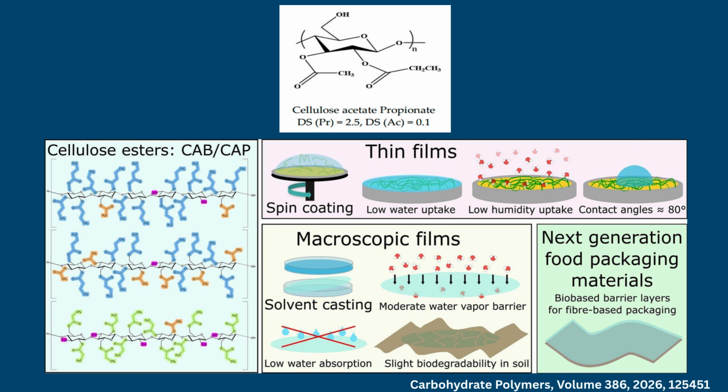Cellulose acetate propionate, CAP. CAP contains both acetate and propionate ester groups. Compared with CAB, CAP offers higher toughness, superior optical clarity, lower moisture absorption, and excellent UV stability. These properties make CAP attractive for transparent packaging, optical applications, protective coatings, medical devices, and membrane technologies.